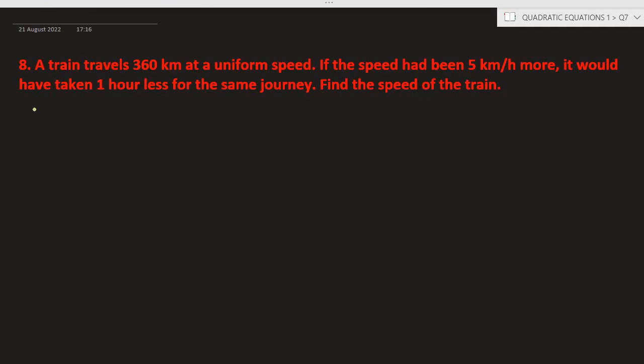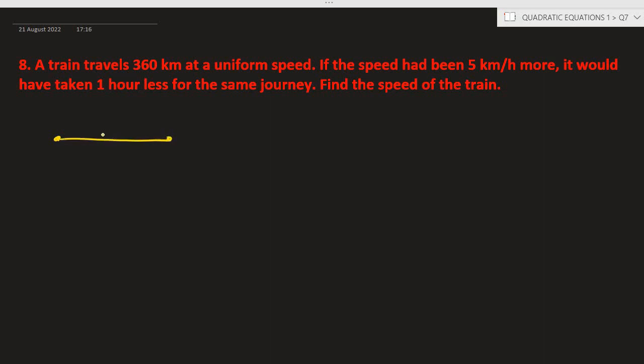Let us solve the next problem now. A train travels 360 km at a uniform speed. If the speed had been 5 km per hour more, it would have taken 1 hour less for the same journey. Obviously, when the speed of the train is increasing, it is taking less time to complete the same distance.